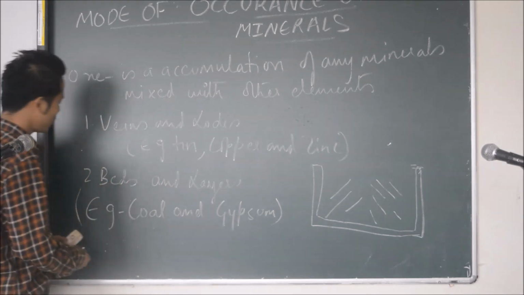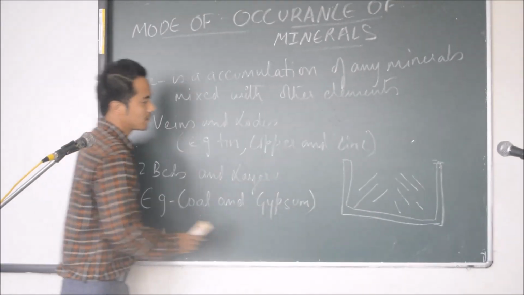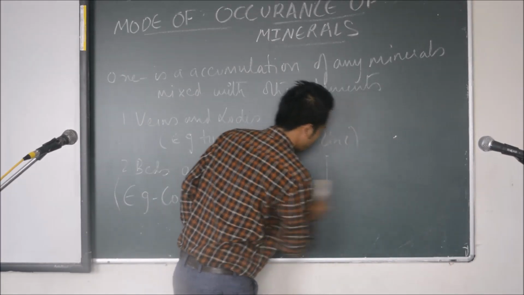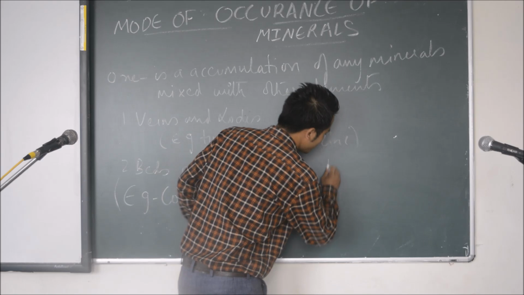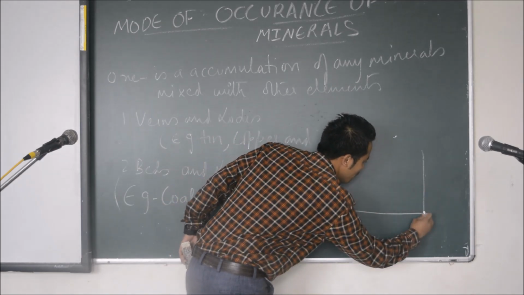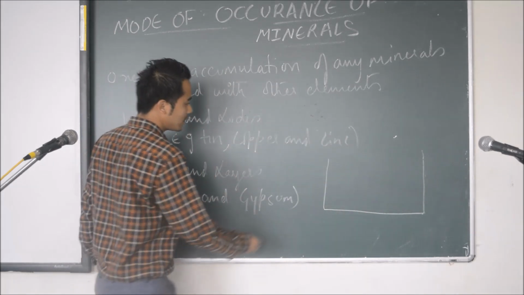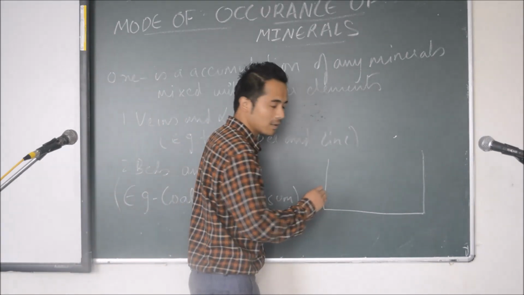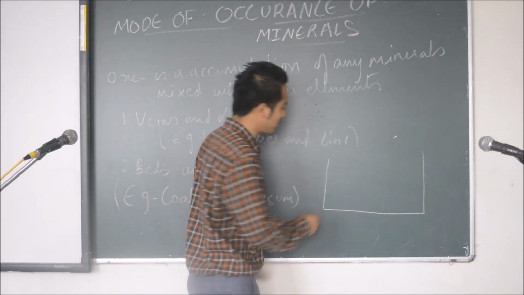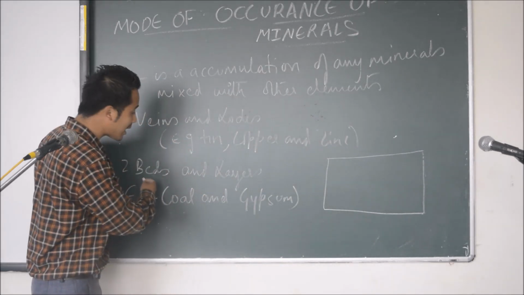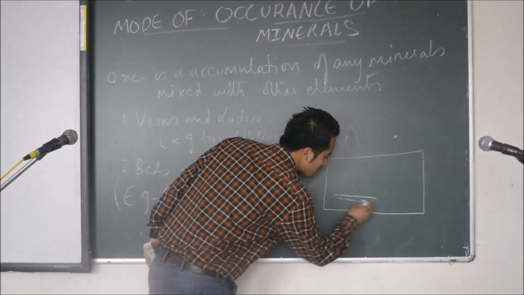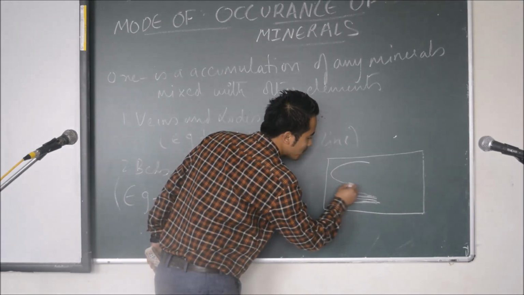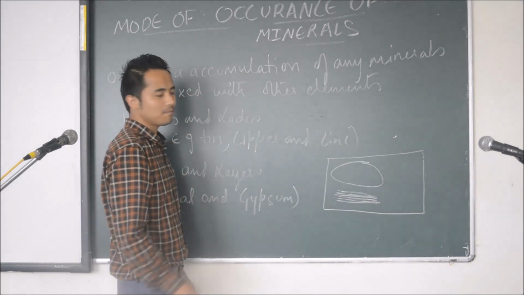Now let's talk about beds and layers. Some minerals occur in the form of beds and layers, and this kind of minerals usually occur in land where the compression is very high. In this kind of form, usually minerals occur in beds, and this portion does not have any minerals in it.